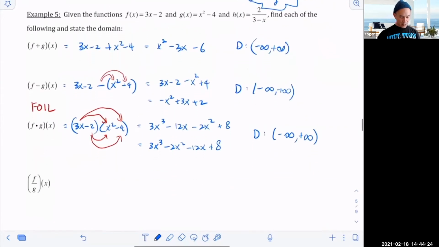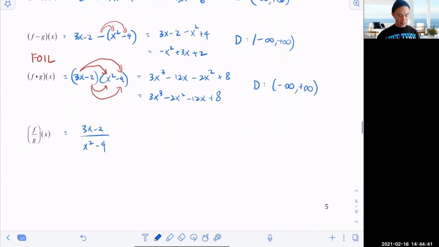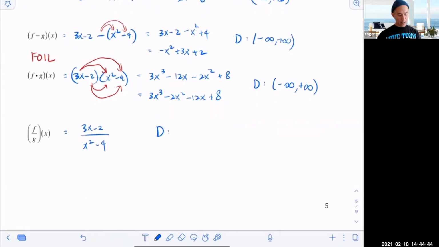So for this guy, we got 3x minus 2 divided by x squared minus 4, right? But this is the first one where we have an interesting domain. So let's calculate the domain here. For the domain, the issue is we have zeros in the denominator. So we want to make sure, we want to throw away all the points where the denominator is equal to 0. When you guys look at this polynomial right here, does this give you any special feelings?